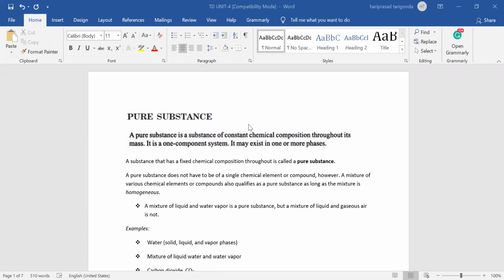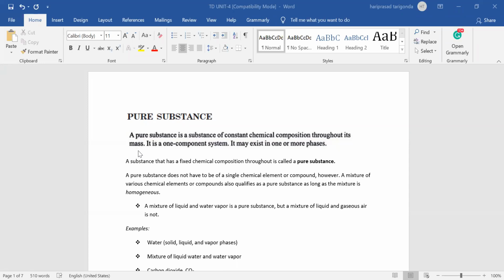Once we know the working fluid properties, only then is it possible to estimate the properties of any thermal system, any power plant, any device which is operating with a pure substance. So let us see what is meant by pure substance. A pure substance is a substance of constant chemical composition throughout its mass. A substance of constant chemical composition throughout its mass is considered as one pure substance.